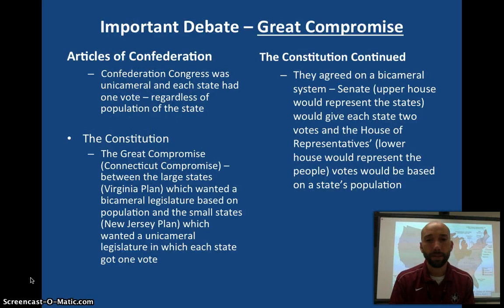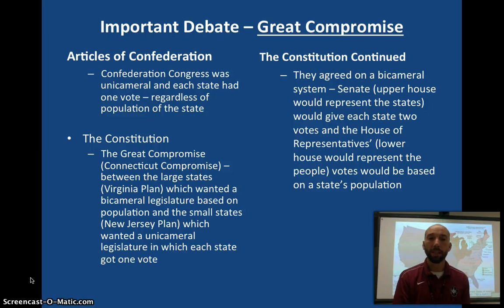One of the important debates was the Great Compromise. The Articles of Confederation gave a unicameral, one-house legislature with each state having one vote. What's going to happen during the Constitutional Convention is the bigger states like Virginia are going to say that they want representation to be based on population. And the small states are going to say they want a one-house legislature in which each state gets one vote.